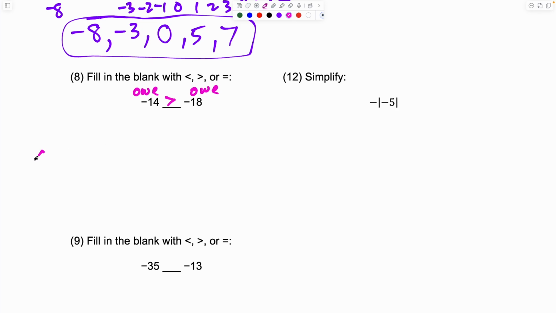If we want to see this with the number line, I'll draw out the number line again, and I'm going to put 0 over here.